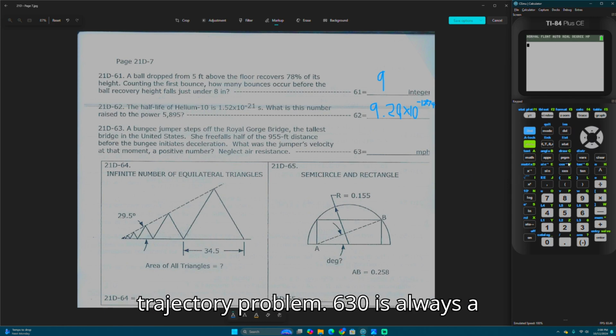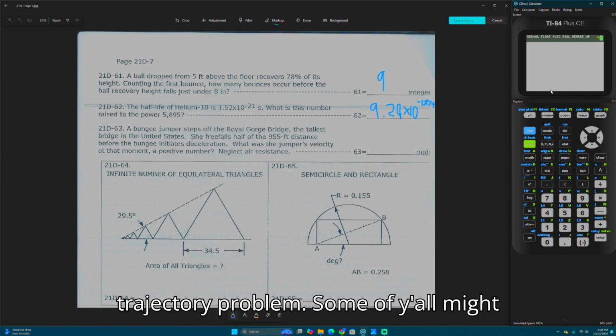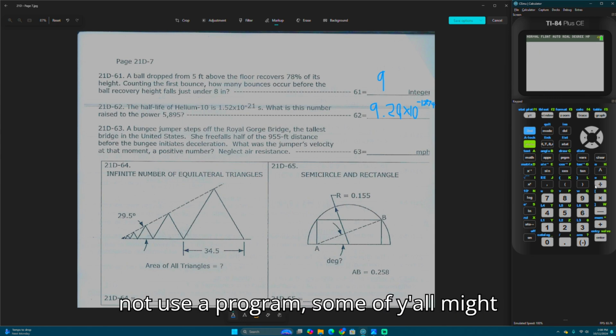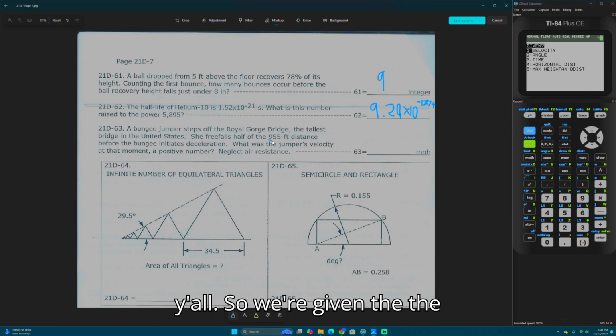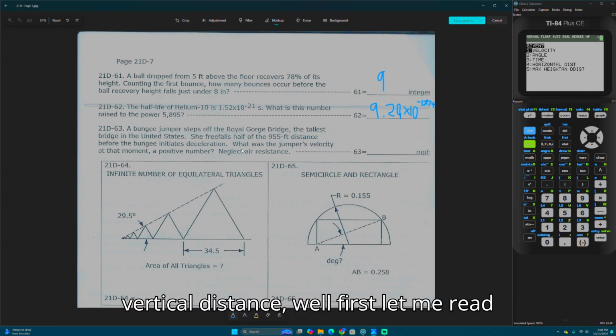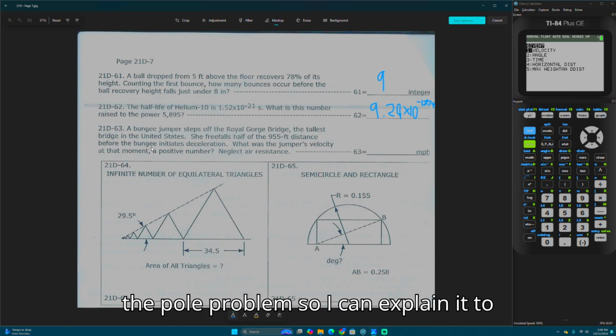Okay, this is a trajectory problem. 63 is always a trajectory problem. Some of y'all might know how to use the program, some of y'all might not. So this will be learning for all of y'all. So we're given the vertical distance. Well, first let me read the whole problem until I can explain it to you.